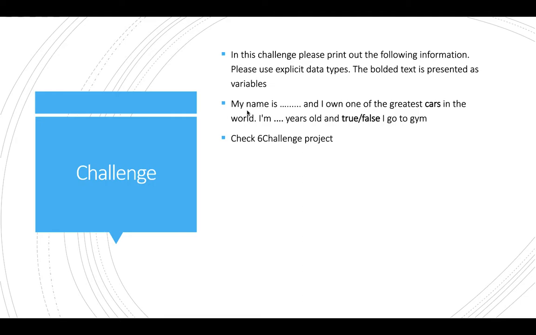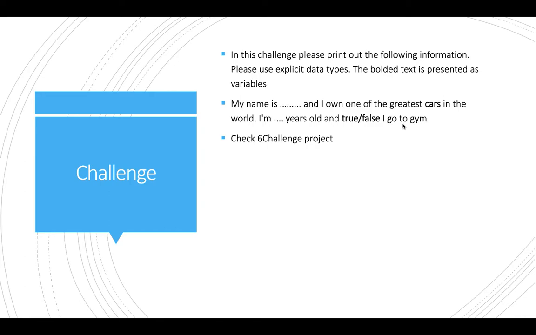So print out "My name is" your name, and "I own one of the greatest cars in the world", where the car is a variable as well. So we have name as a variable, and car is a variable. "I am age years old", right? So, how old are you? For example, that's a variable, age. And we have a boolean, true or false, "I go to the gym".